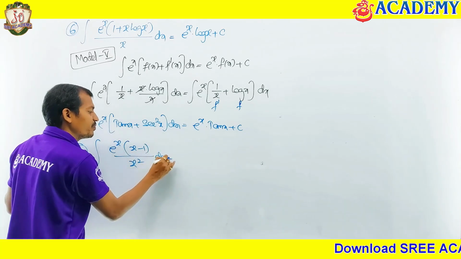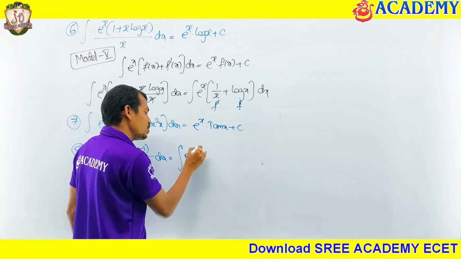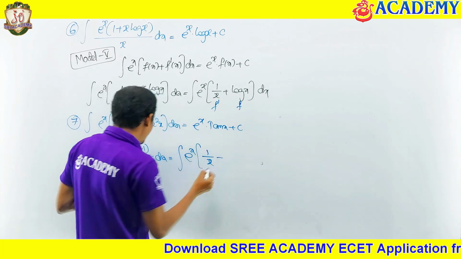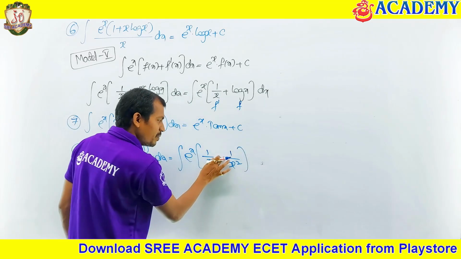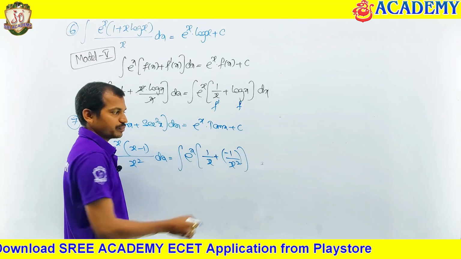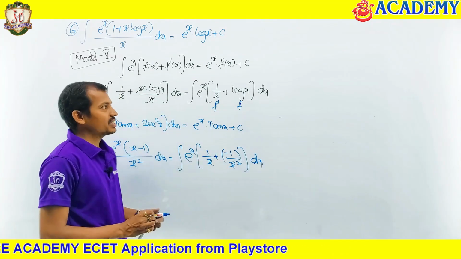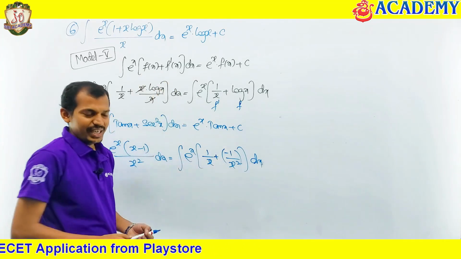If you modify the denominator, that is integral of e power x into, I am separating x by x square, 1 by x minus 1 by x square. Here I am writing minus as plus into minus of. Now 1 by x derivative is minus 1 by x square. F of x is 1 by x, f dash of x is minus 1 by x square.